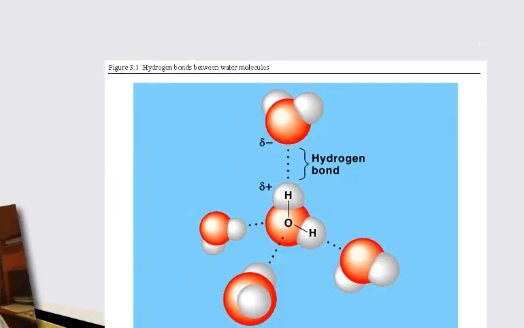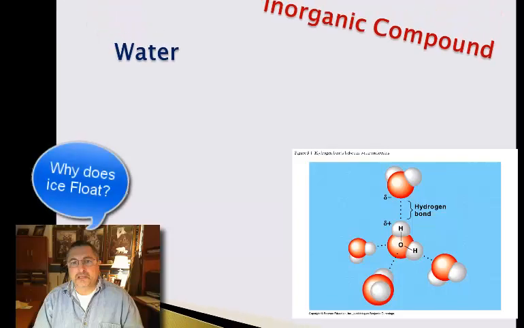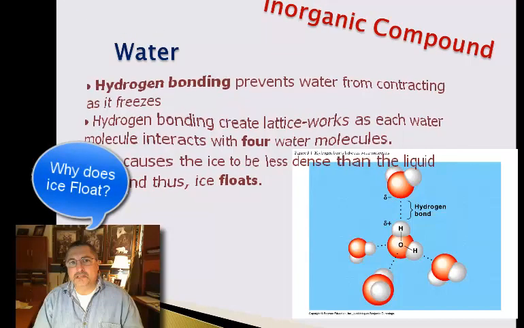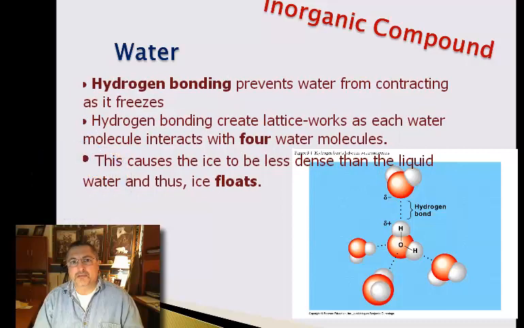Did you ever wonder why ice floats? Ice floats mainly because of that hydrogen bonding. Water is the only compound that when you freeze it, it doesn't shrink, but it expands, it gets larger. The hydrogen bonds prevent water from contracting as it freezes.